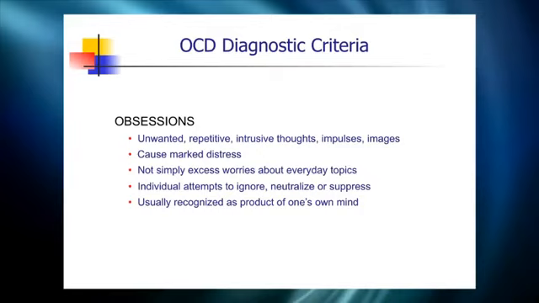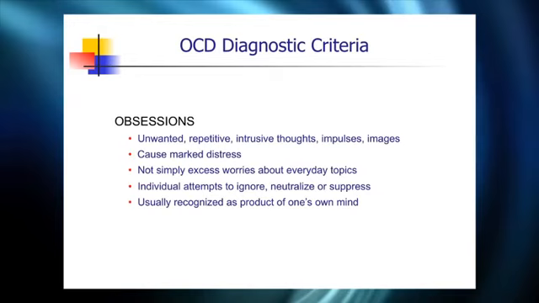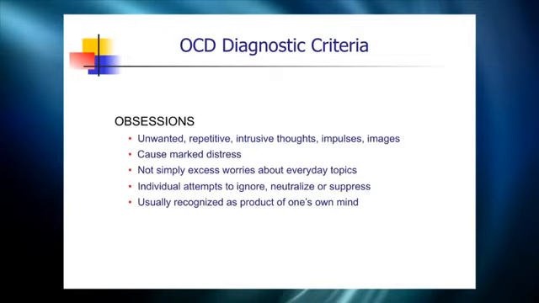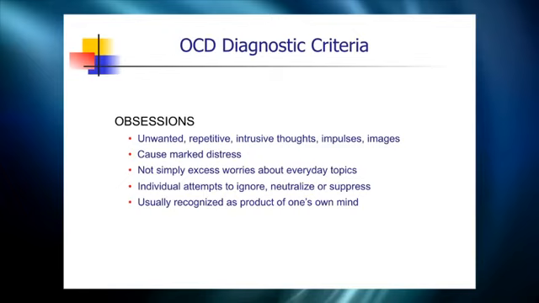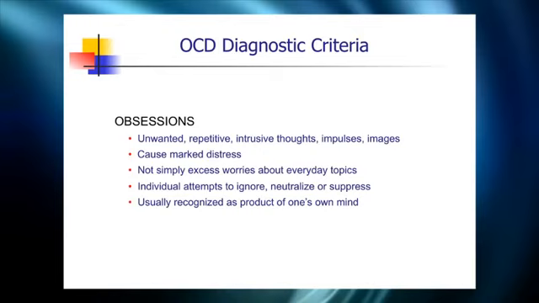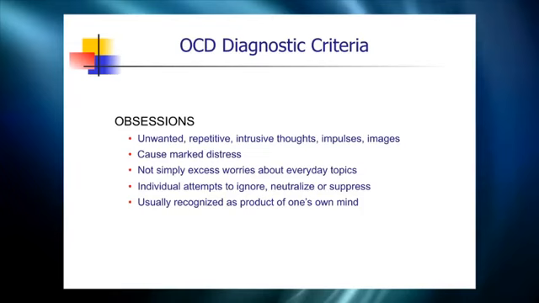OCD is characterized, as you might expect, by obsessions and compulsions. So what's an obsession? It's an unwanted, repetitive, intrusive thought, impulse, or image that's distressing to the sufferer, not simply worries about everyday topics, which might be more characteristic of generalized anxiety disorder or another anxiety disorder. These thoughts are upsetting, and the individual will do something to make them go away, and that's where compulsions come from.